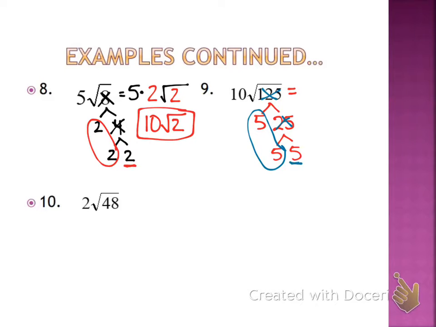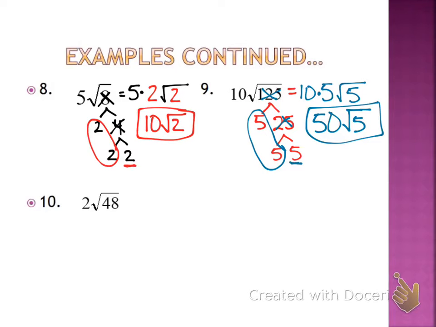What number stays out in front from the beginning? 10. Times what number's joining it out front? What number is staying under the radical? 10 times 5 is 50. So our answer is 50 root 5. Questions on 9?